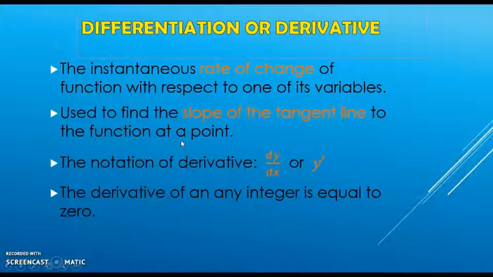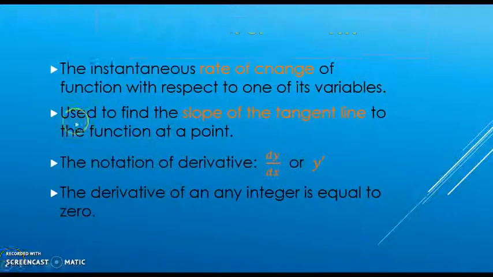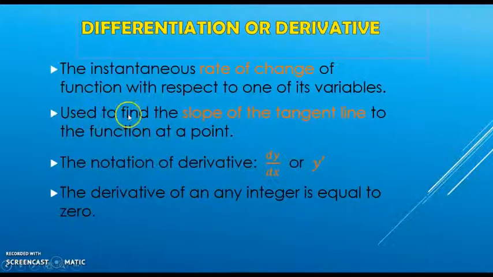What is differentiation or derivative? Differentiation is the instantaneous rate of change of a function with respect to one of its variables. It is used to define the slope of the tangent line to the function at a point. The function on the graph will have a gradient. Gradient and slope are the same thing. So, the derivative is used to find the gradient of the function.